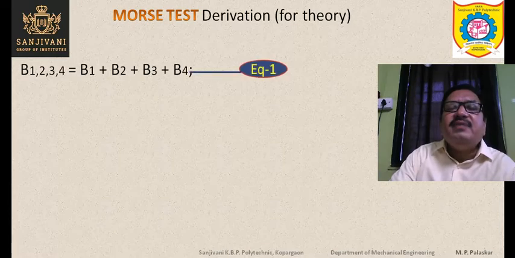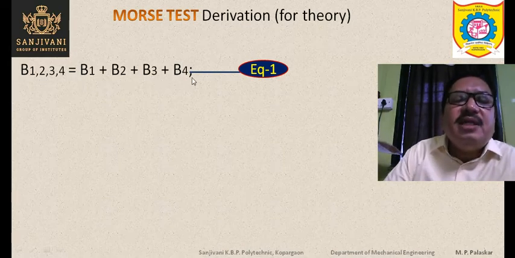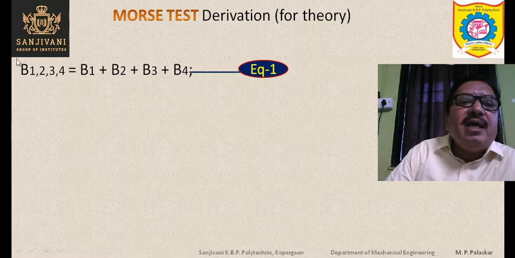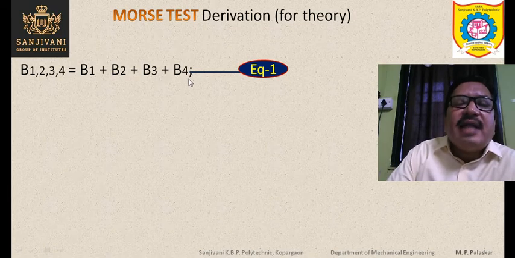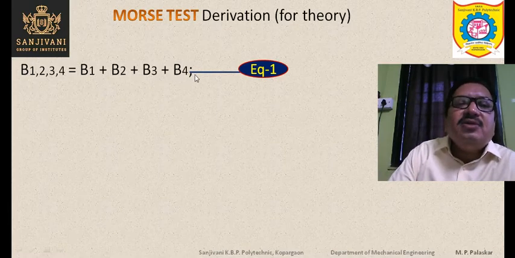Now we can write the equations like this. Equation 1: B1,2,3,4 is equal to B1 plus B2 plus B3 plus B4. That means the total brake power which is developed by all the 4 cylinders in a combined way will be equal to the sum of the individual brake power developed by each cylinder. Now since the crankshaft is common, the brake powers of all the cylinders will be added. All the brake powers of all the 4 cylinders will be given to a common shaft, right? So these will be added.